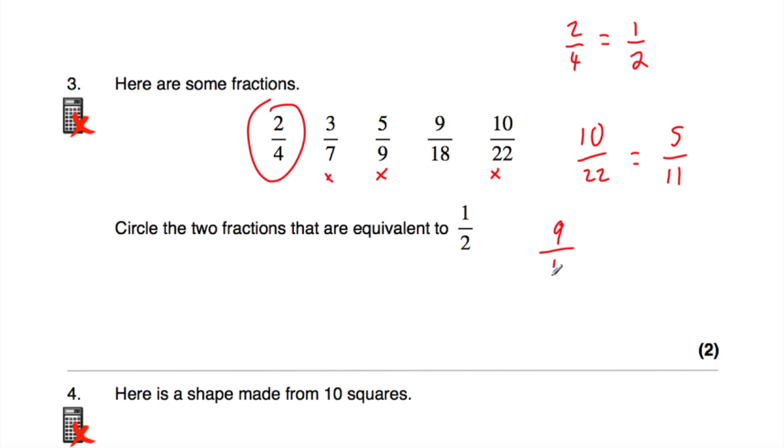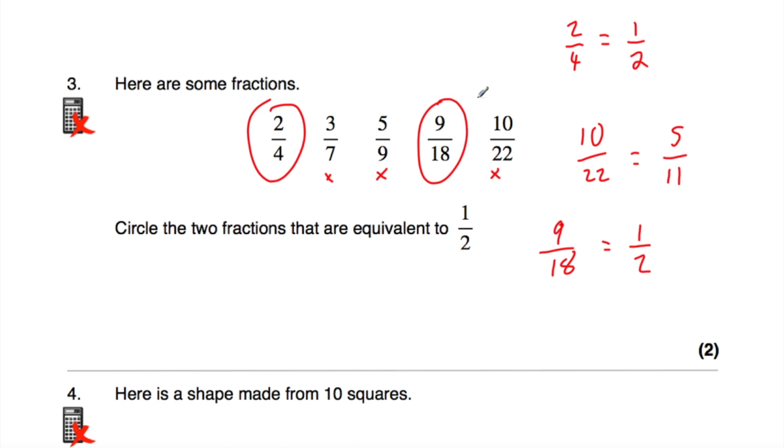So let's have a look at 9/18. Now you may start off by considering the fact that they're divisible by 3, but actually I can see they're both divisible by 9 because 9 is in the 9 times tables and 18 is in the 9 times tables. So let's divide both of them by 9. 9 divided by 9 is 1 and 18 divided by 9 is 2. So 9/18 is equal to half. So that's it. So the 2 fractions that are equivalent to half would be 2 quarters and 9/18.